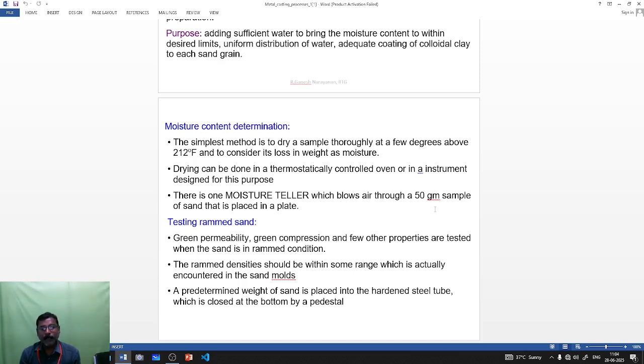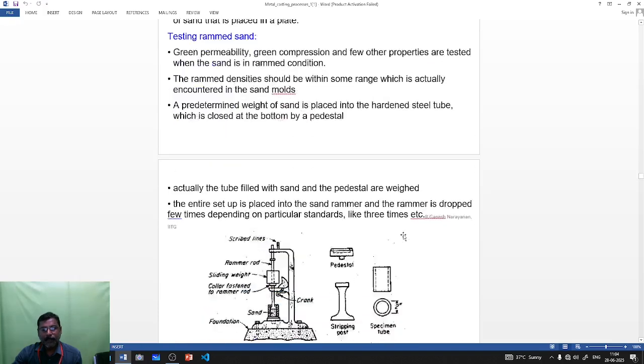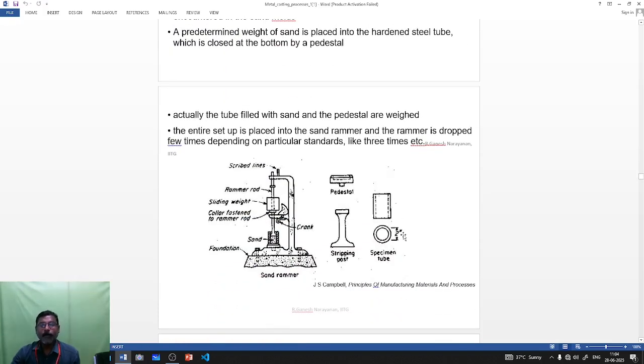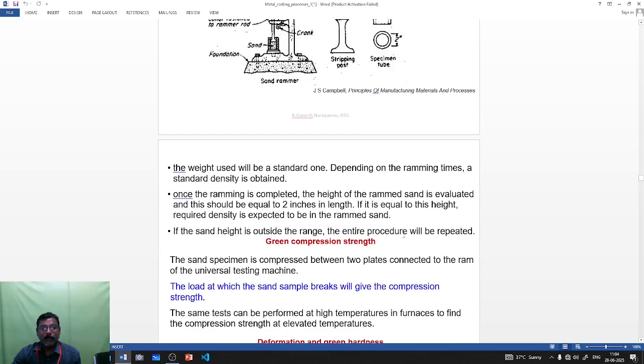For testing rammed sand, green permeability, green compression strength and a few other properties are tested when the sand is in the molding condition. The rammed sand should be within some ranges, which is actually enhanced in sand molds. The weight of sand is placed into a hardened steel tube which is closed at the bottom. The weight used will be a standard one, and the standard density is obtained depending on the ramming time.